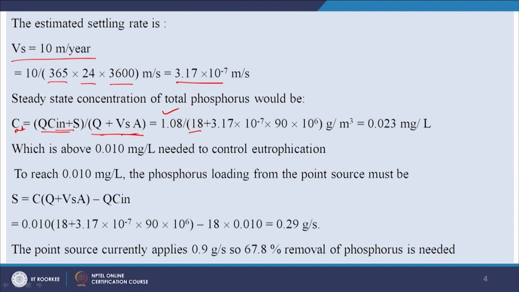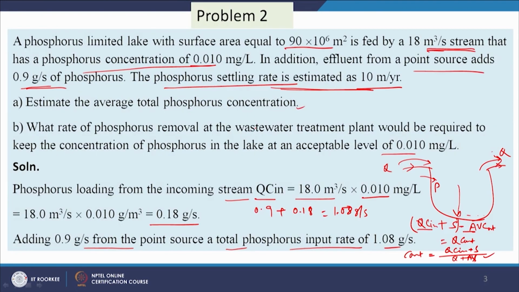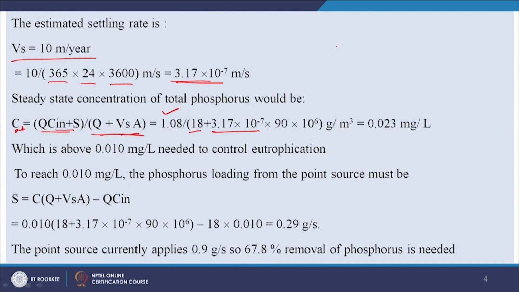So, this is Vs into A. What is our Vs? Vs we have calculated as 3.17 into 10 to the minus 7, and then what is A? The surface area A is given, equal to 90 into 10 to the power 6 meter square. So, we will put this value, 90 into 10 to the power 6. By solving this, we are getting C out equal to 0.023 mg per liter.